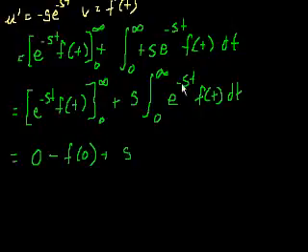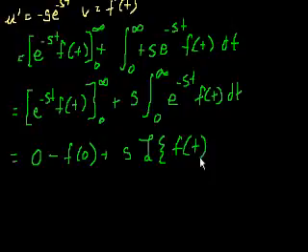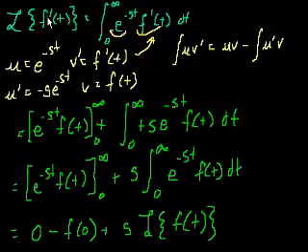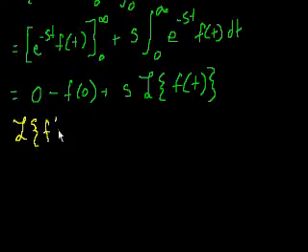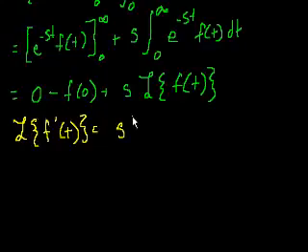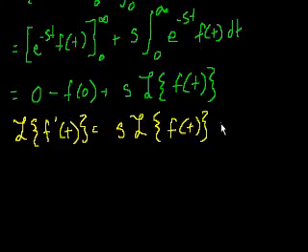Plus s times, we said this is the Laplace transform of f of t. That's our definition. So the Laplace transform of f of t. And now we have an interesting property. What was the left-hand side of everything we were doing? The Laplace transform of f prime of t. So let me just write it all over again. So we now know that, and I'll switch colors, the Laplace transform of f prime of t is equal to s times the Laplace transform of f of t minus f of 0.